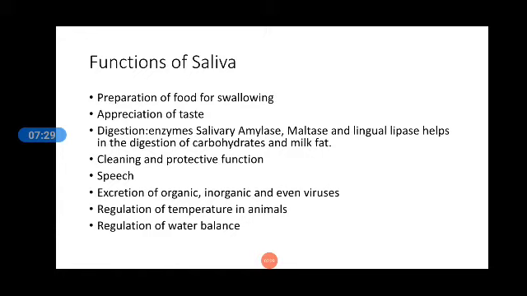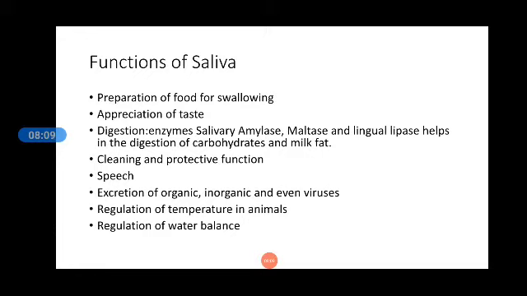Already we have discussed the enzymes present in the saliva. The main enzymes are salivary amylase, otherwise known as ptyalin, then maltase and lingual lipase. What does the salivary amylase do? It mixes with carbohydrate and converts it into dextrin and maltose. The next enzyme is maltase. What does maltase do? The maltase converts maltose into glucose.